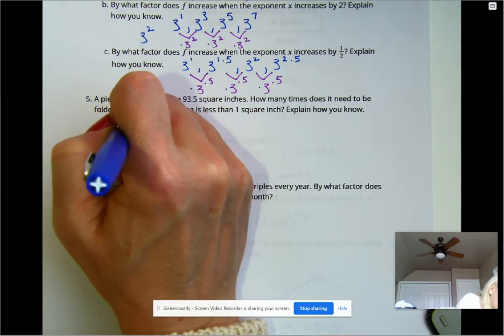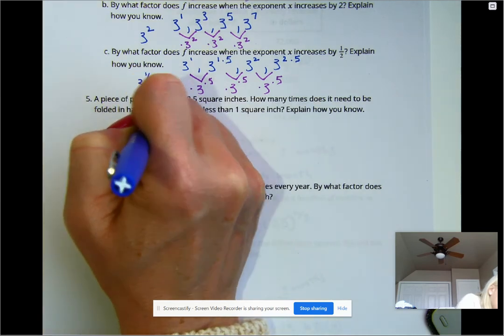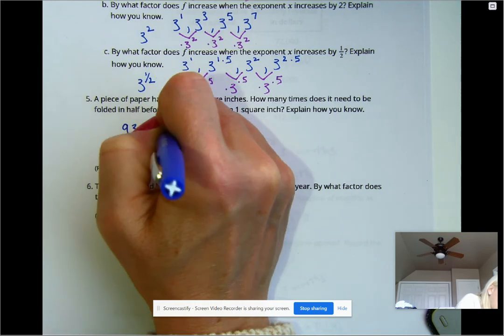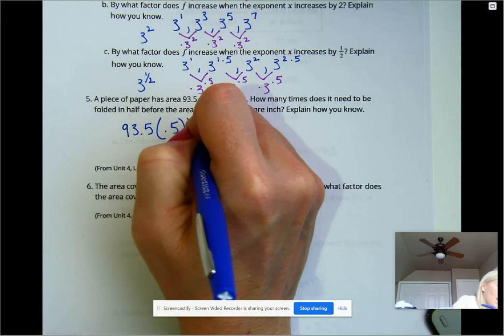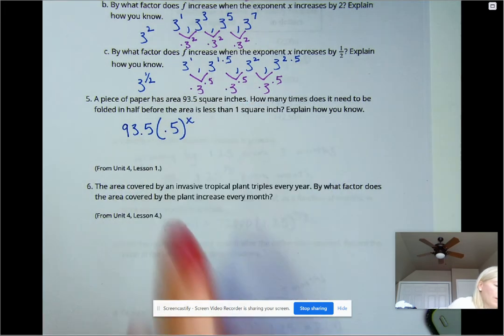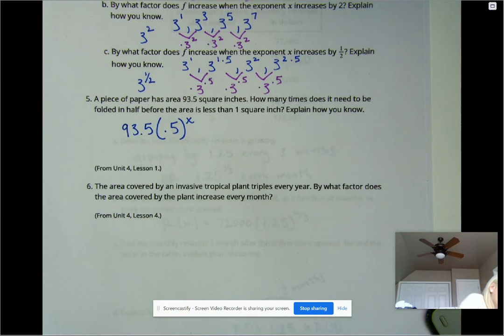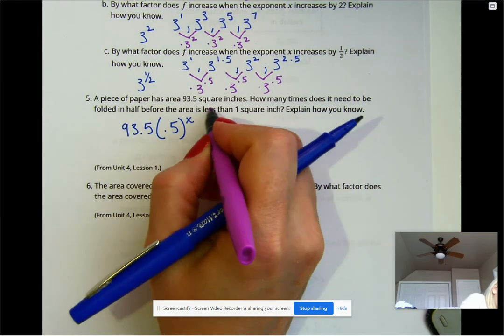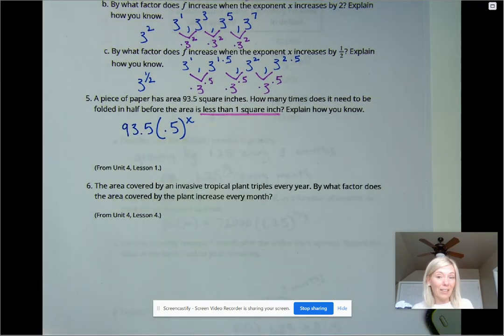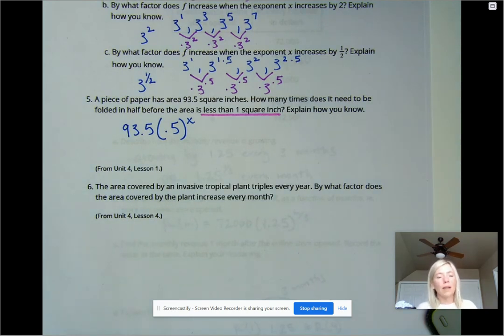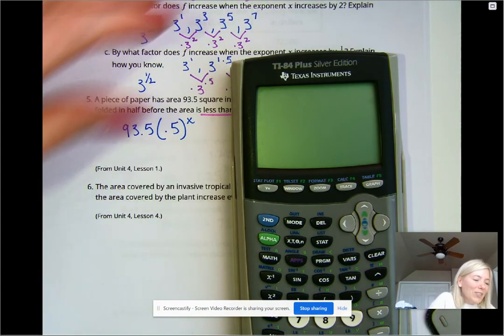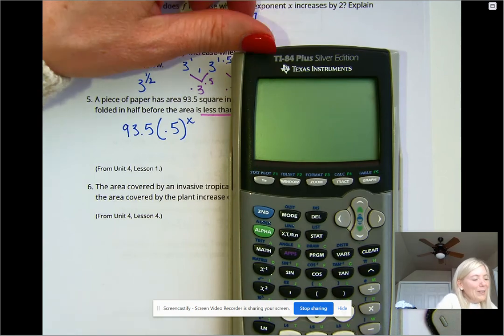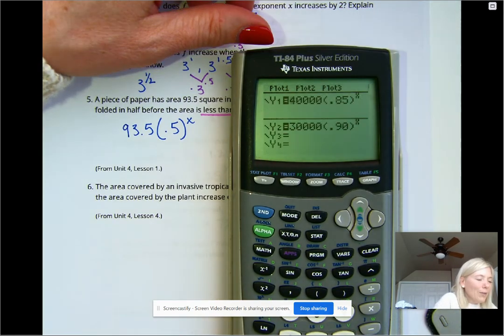So 93.5 times half, or 0.5, to the x, right? And I want to know, when's it going to be less than 1 square inch? Well, later in this unit, you're going to learn how to actually solve this to get an exact answer. But right now, we're just going to do a little guess and check. And the most efficient way to do a guess and check is going to be to make a little table in my calculator.